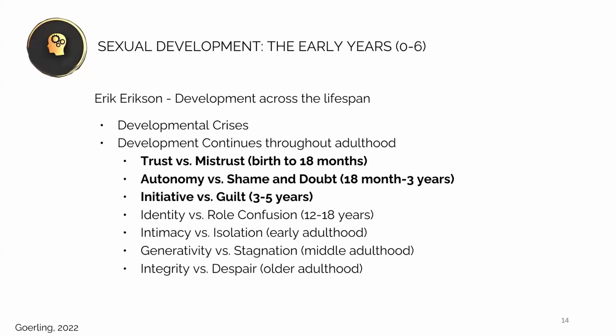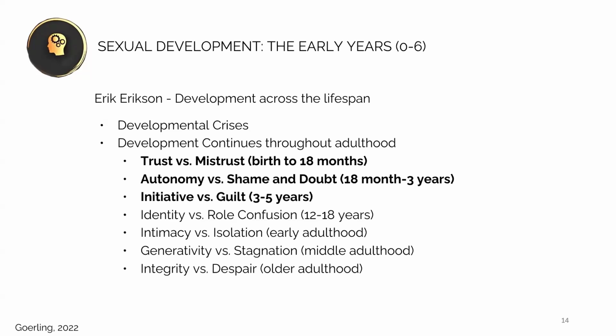Erik Erikson was his protege, and so he worked under Freud, and he also came up with developmental crises. But Erikson's stages of development went throughout the lifespan. So he said that we don't stop growing and developing just when we turn 18, but we continue throughout our life.